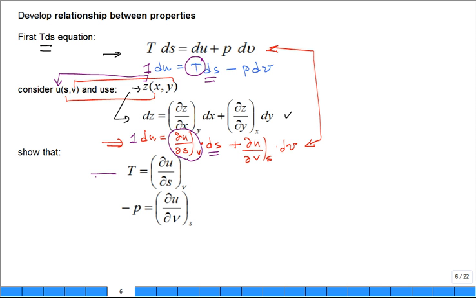The first relationship. Temperature is always equal to the rate of change of internal energy with respect to entropy holding specific volume constant. True for an ideal gas, true for a real gas, true for a two-phase substance, true for a liquid. Got it? Likewise, negative P is equal to dU/dV holding S constant. That's how you get these relationships. So you're building relationships between properties and changes in properties.